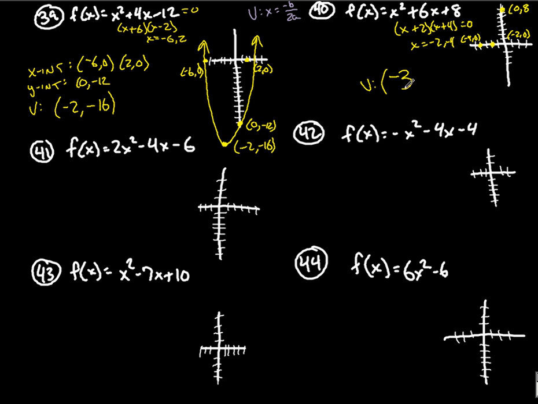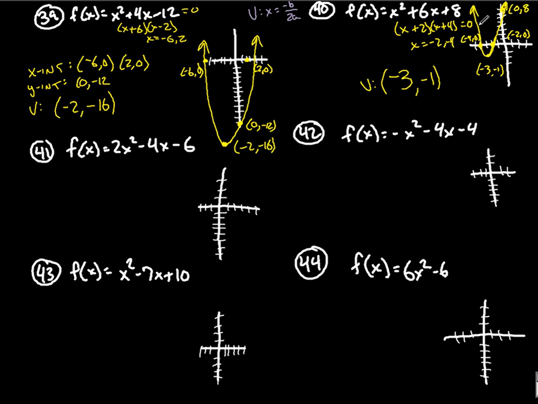The vertex will occur at -b over 2a. So that's -6 over 2, which is -3. Plug -3 back in here. 9 minus 18 plus 8 will give me a -1. So this point here is -3, -1. And now I can draw my u.